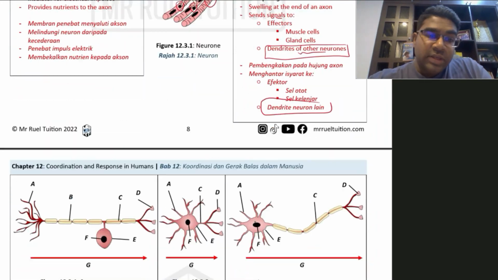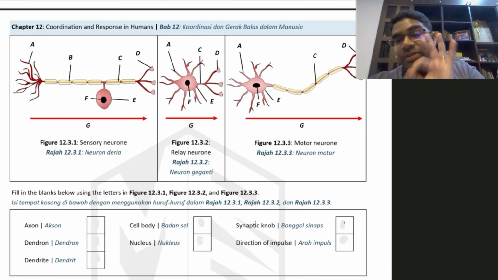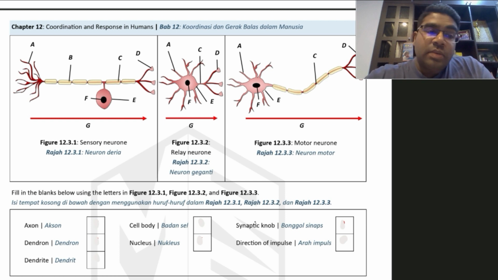Now, let's look at the different types of neuron. Mari kita tengok jenis-jenis neuron yang berbeza. So ada 3 jenis. There are 3 types, which is, number 1, we have the sensory neuron. Kita ada neuron deria. Then, number 2, we have the relay neuron, neuron geganti. Right? And number 3, we have the motor neuron.